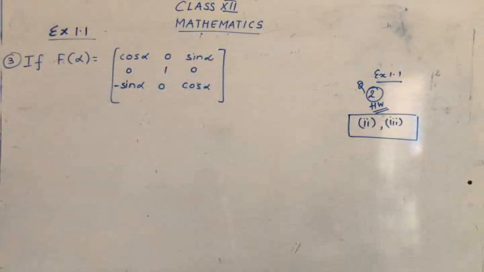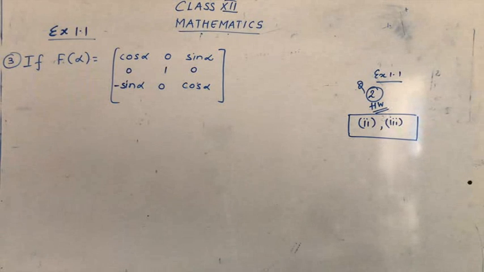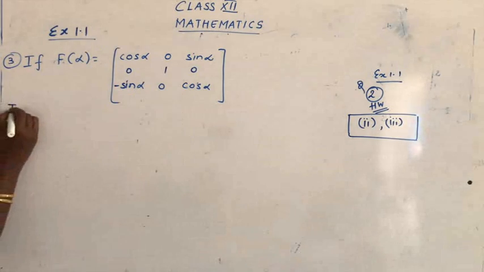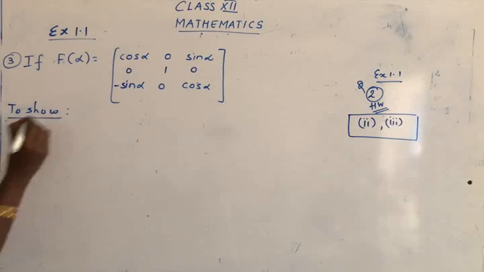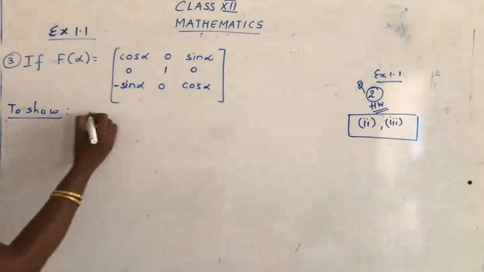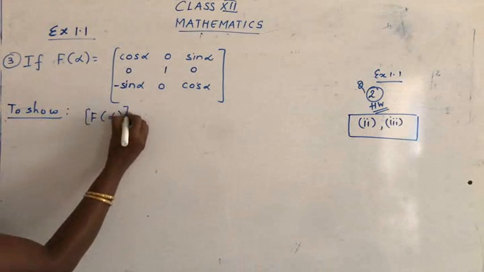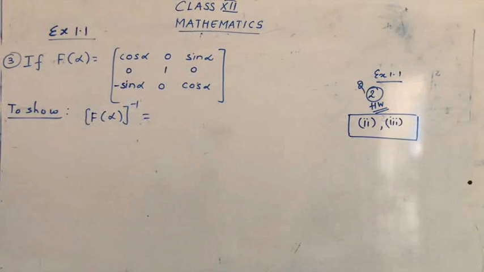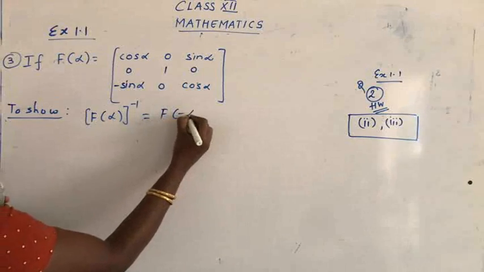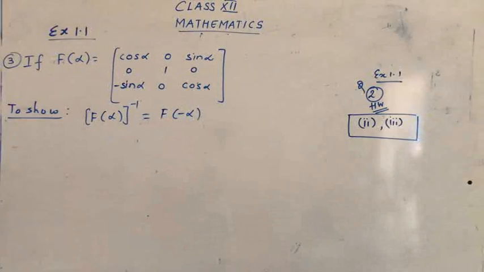So you are being given just f alpha, don't get confused with f of alpha. It's just that instead of A, they have given a name to the matrix. They have given f of alpha. So no problem, just take f alpha is equal to cos alpha, 0, sin alpha; 0, 1, 0; minus sin alpha, 0, cos alpha. Now what are we going to show? We have to show f of alpha, the whole inverse, is equal to f of minus alpha. So we have to show the LHS is equal to RHS.